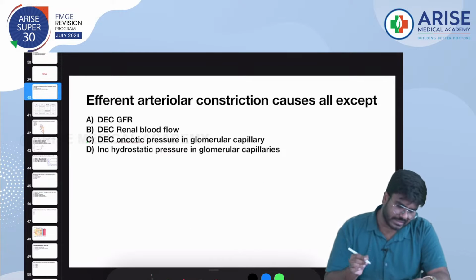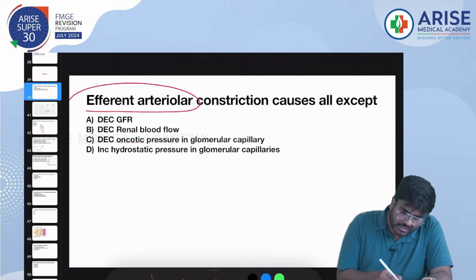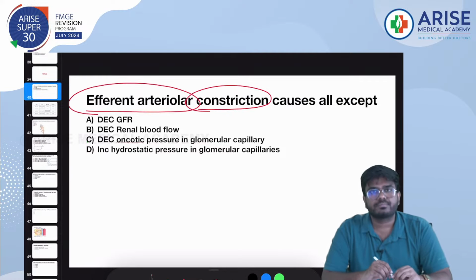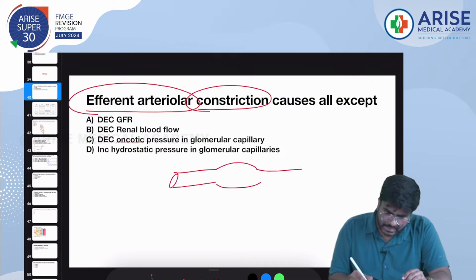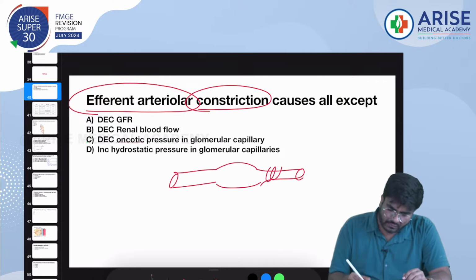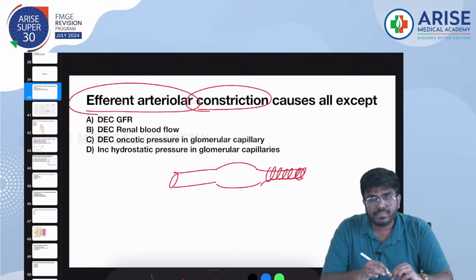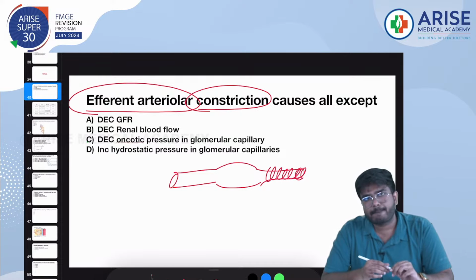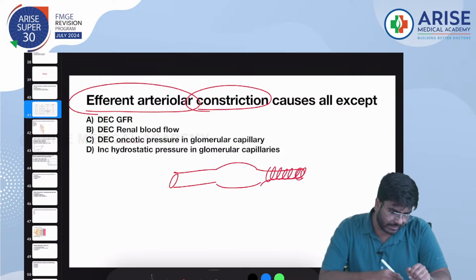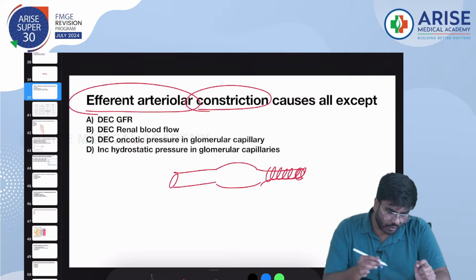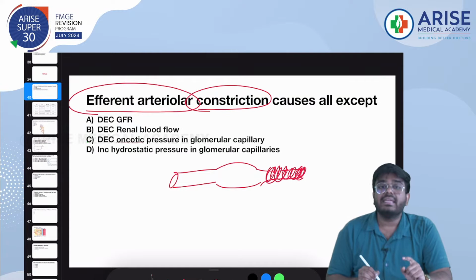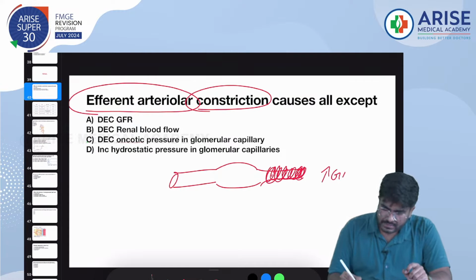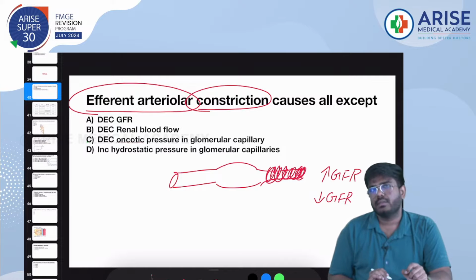In renal physiology, see, efferent arteriolar constriction. You know, there is the afferent arteriole, glomerular capillaries, and efferent arteriole. When the efferent arteriole is constricted, what happens to the GFR? You have to know these changes. Anyway, I will give you this table. If the efferent arteriole is constricted, initially GFR increases. Later GFR decreases.